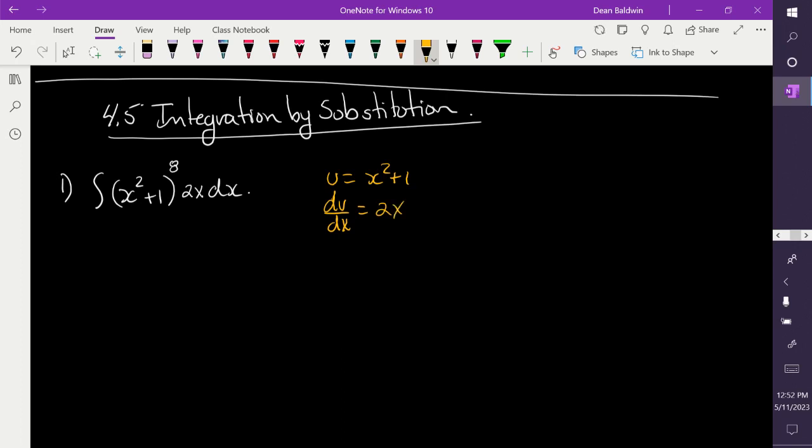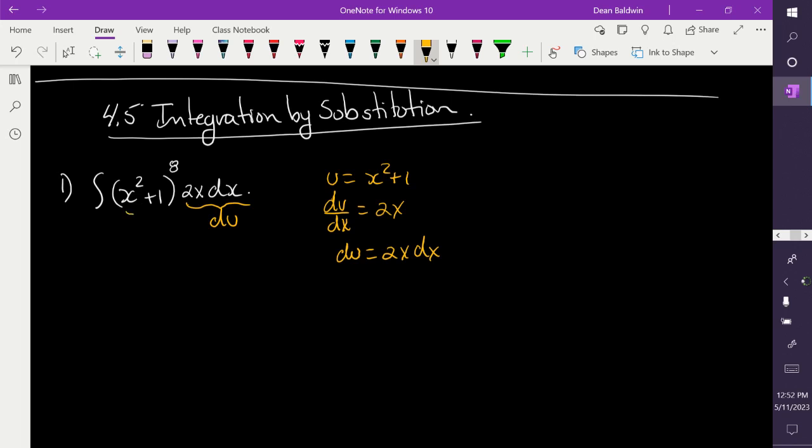You want to put all the x's on one side and all the u's on the other side. So I'm going to multiply the dx up and get du is equal to 2x dx. The whole goal here is to get rid of all the x's in the integral and replace them with u. So anything that has an x. And this is a rigged one, so it works out quite nicely. That is du. Right? Does everybody see that?